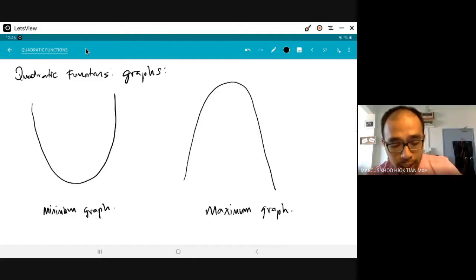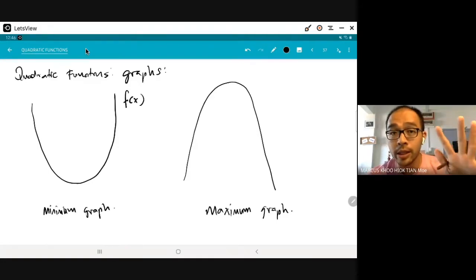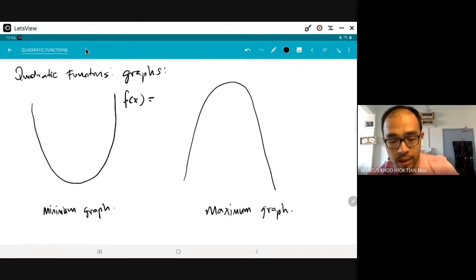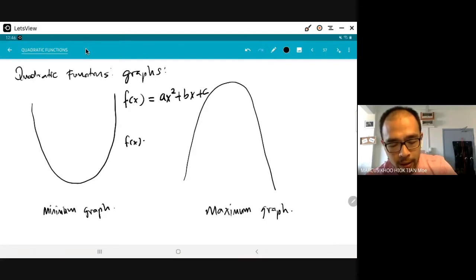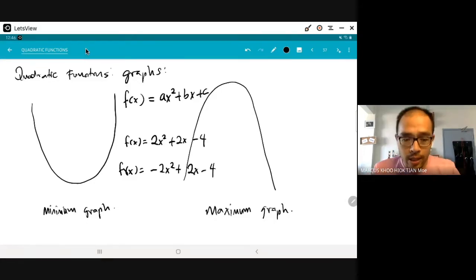But today, what I want to first talk about with you is, kalau setiap satu graph kan dia punya ini kan sama saja, whether it is minimum or maximum, the general form is still ax squared plus bx plus c. But what is the difference? Apa bezanya kalau saya bagi kamu graph fx equals to 2x squared plus 2x minus 4 dengan fx equals to negative 2x squared plus 2x minus 4. What is the difference between these 2 and negative 2?